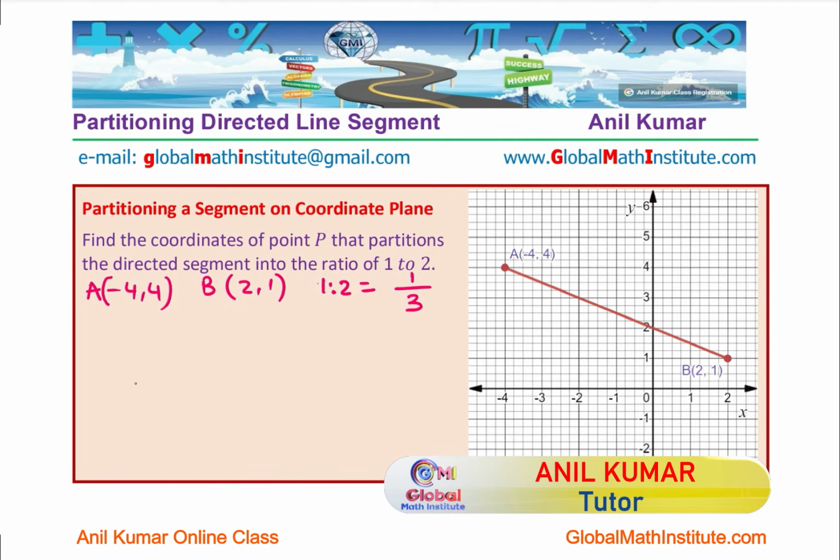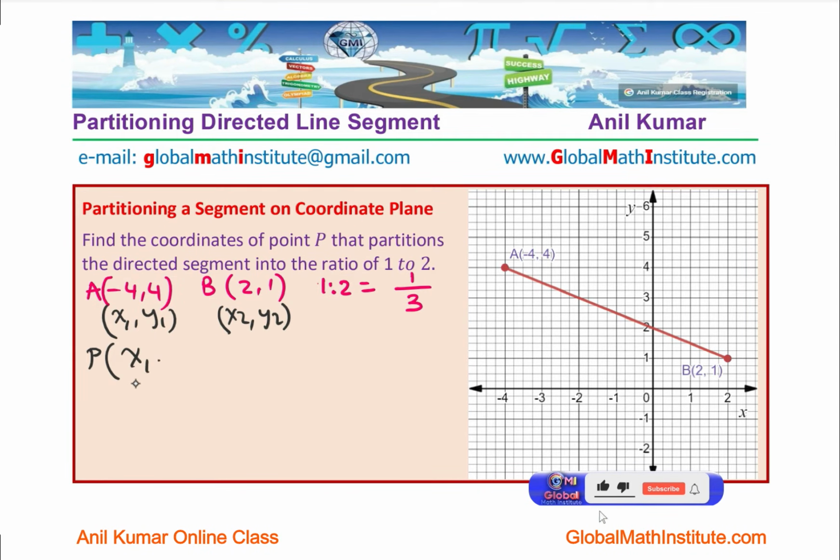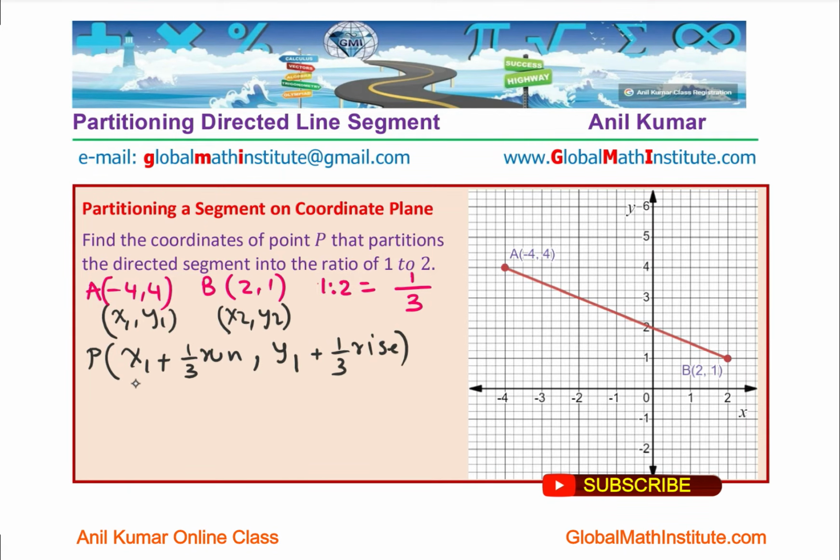Now consider, because it is directed from A to B, this will be considered as x1, y1, and B is x2, y2 for us. So point P is the A value x1 plus 1/3 of run, correct? And y coordinate value of y1 plus 1/3 of rise. Is that clear to you? So let's calculate the rise and run.